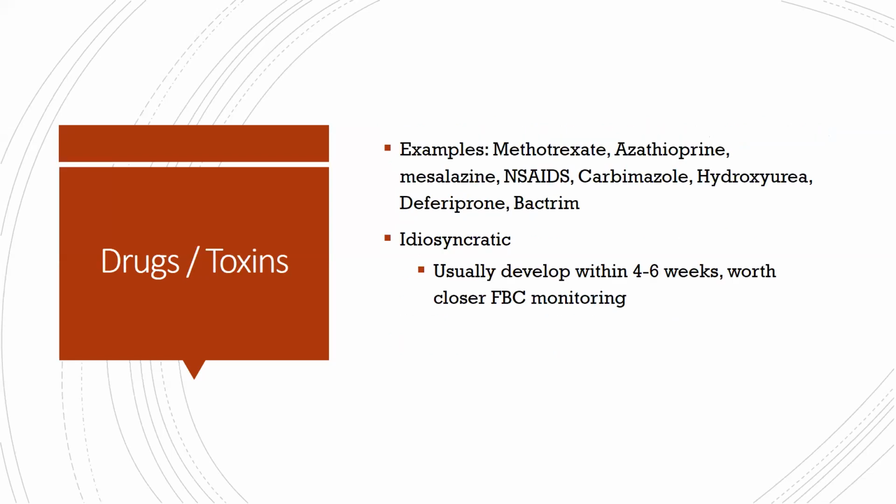So other notable drugs or toxins that we should be aware of when we see a patient with pancytopenia are methotrexate, azathioprine, mesalazine, NSAIDs, carbimazole, hydroxyurea, deferiprone, and Bactrim. Usually it's a little bit idiosyncratic, because this kind of pancytopenia might develop within 4 to 6 weeks. So it's worth monitoring the FBC for a longer period of time when we start a patient on, let's say, methotrexate at first.